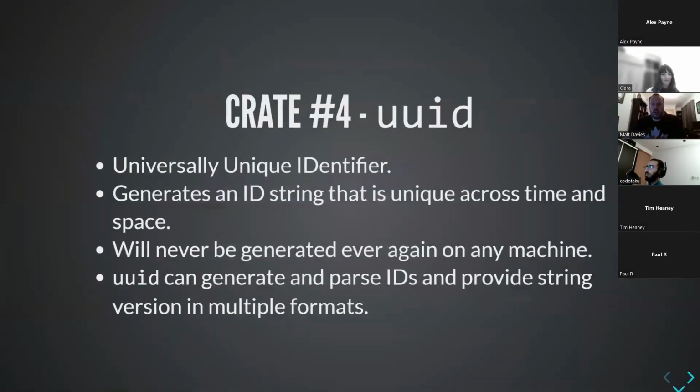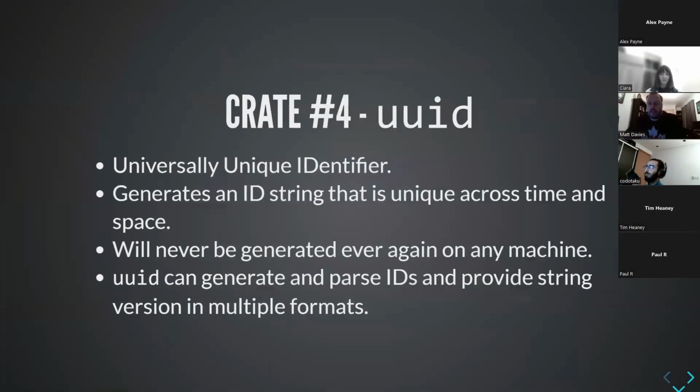Okay, crate 4, UUID. I use this an awful lot. And if you don't know what a UUID is, it basically stands for Universally Unique Identifier. Essentially, it's a string that's generated that is unique across time and space. When you generate a UUID, that UUID is almost guaranteed to never be generated again on any machine, anywhere in the world, at any time. So it's great for persisting IDs that may last years.